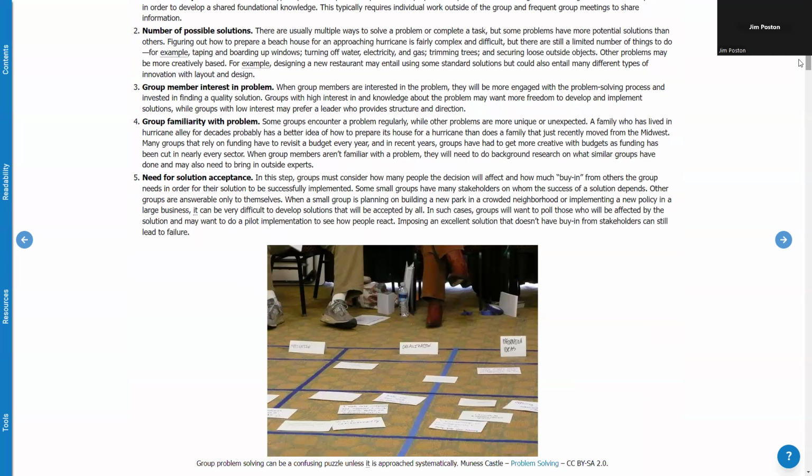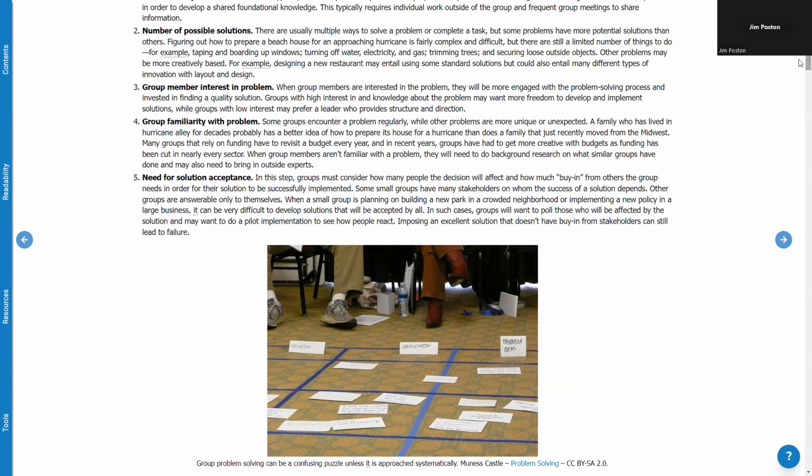Number 4, group familiarity with problem. Some groups encounter a problem regularly, while other problems are more unique or unexpected. A family who has lived in Hurricane Alley for decades probably has a better idea of how to prepare its house for a hurricane than does a family that just recently moved from the Midwest.